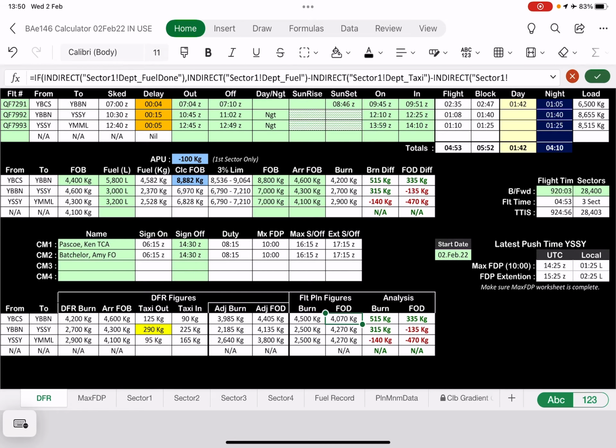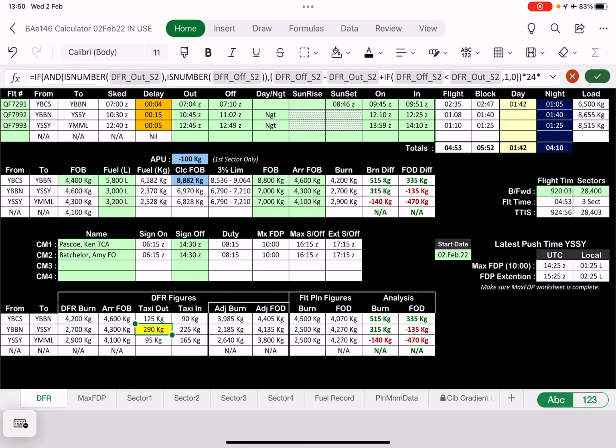And there's burn and stuff here. So this is all just about analysing the flight plan and looking to see how the flight plan performed against what actually happened in the real world. And that yellow there is just we had a long taxi out, so we burnt more than the standard 230 kilo allowance on that sector of taxi fuel. And that's it.